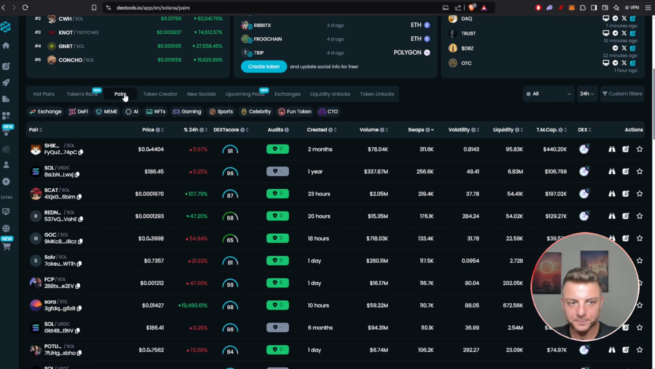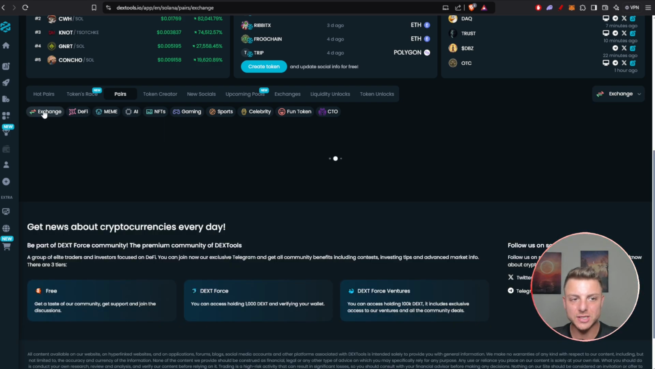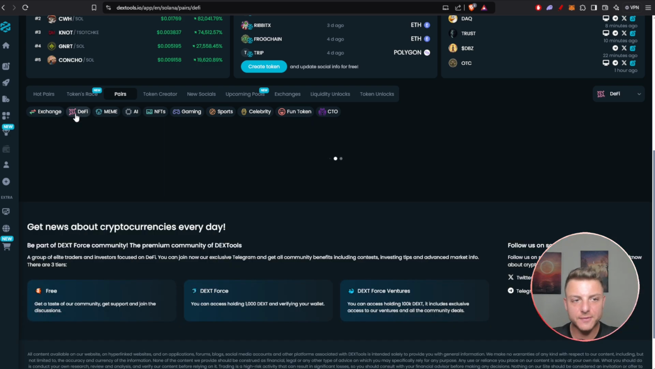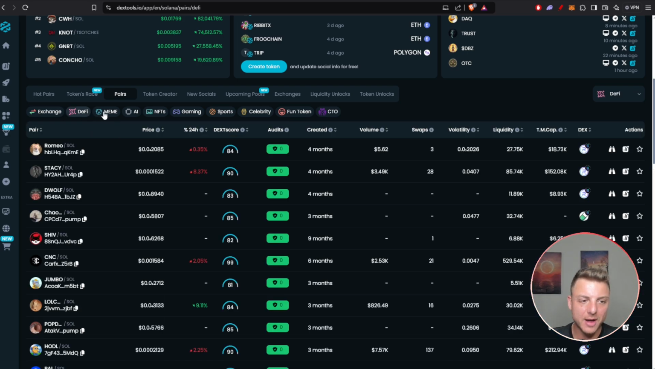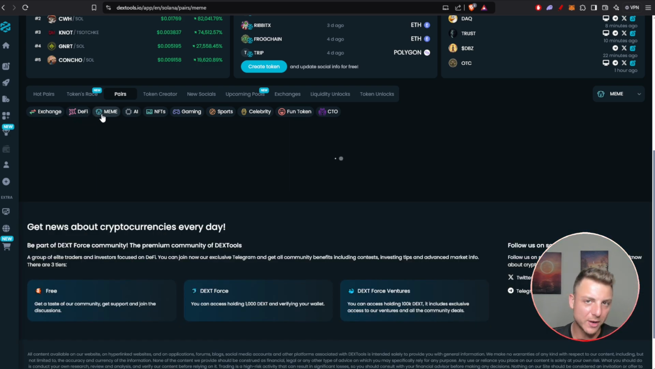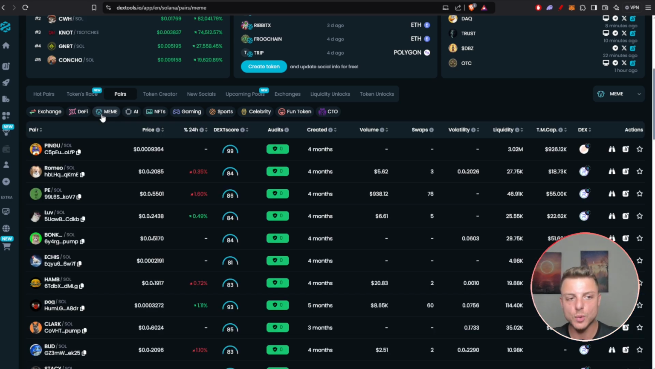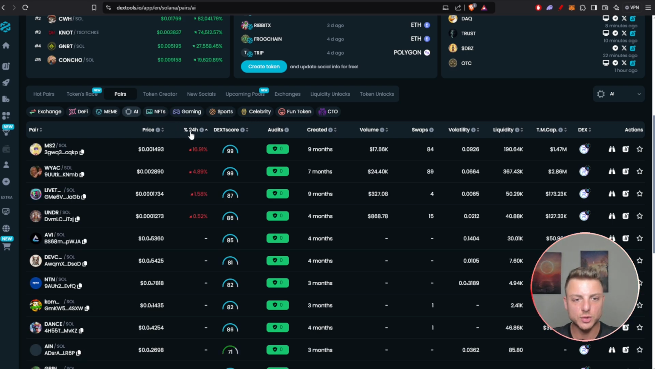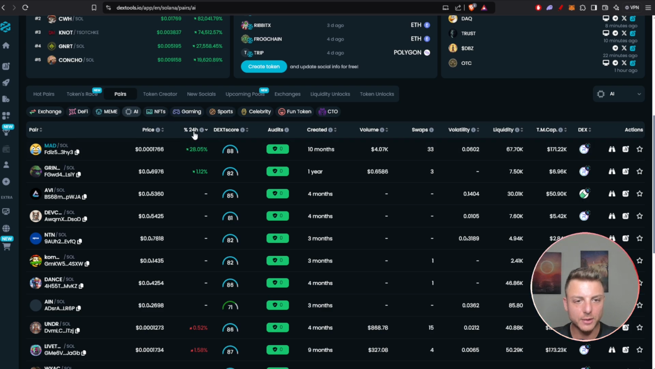One of my more favorite sections is this pairs section, because now you can see we have access to exchange, so we can look at all the exchange pairs. Then we can go to DeFi and look at all the specific DeFi pairs. Then we can even go to meme coins and focus specifically on meme coins. Could go to AI, focused on AI coins. So there's all these different ones: NFTs, gaming, sports, celebrity. And then again, we can still track by 24-hour volume, so go by 24-hour.